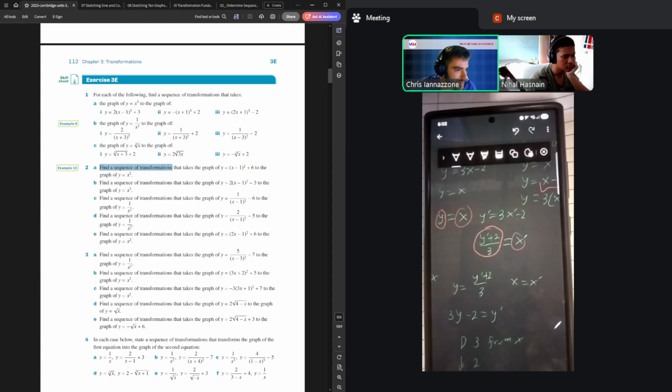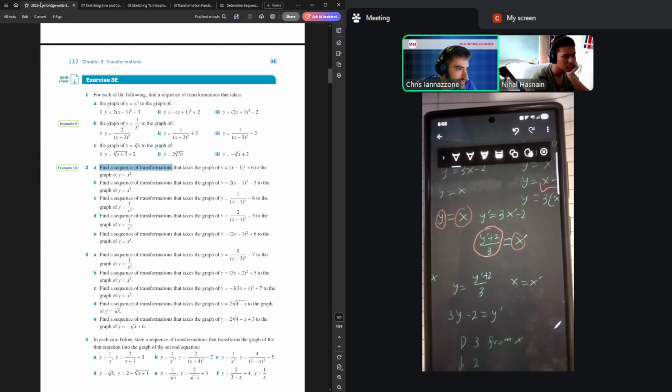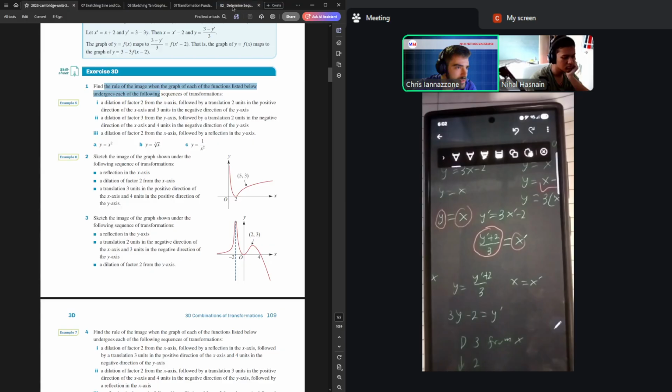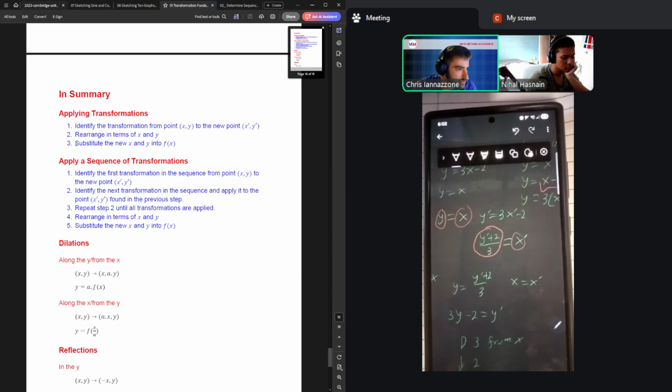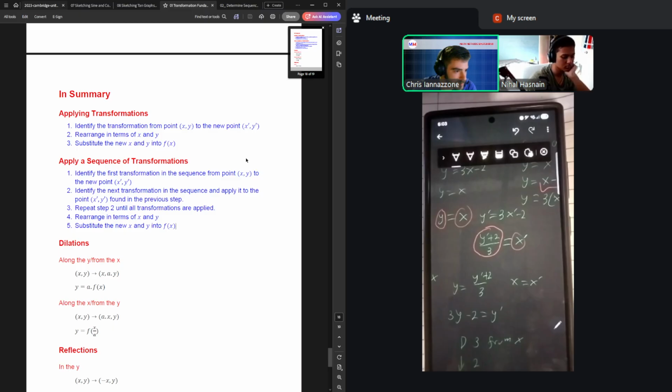So if it says find a sequence, that's document 2, following this procedure. If it says find the image, or sketch the image, or find the rule of the image, that's document 1, which is this sequence here. There are only minor nuances between the two. Fundamentally, it just comes down to whether I want to rearrange for x dash, y dash, or whether I want to rearrange for x and y. It's a matter of whether you want to get the x dash, y dash, the transformation, on its own, or x and y, because you need that to shove it into a function.